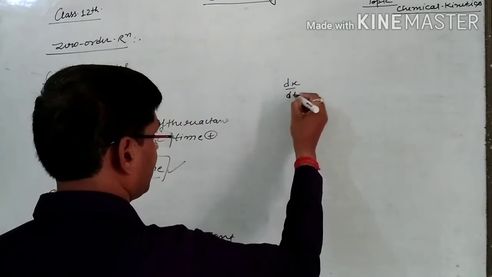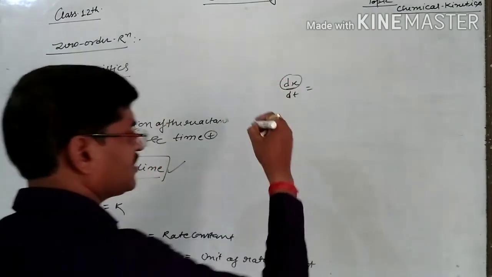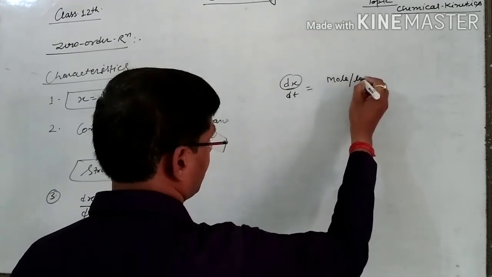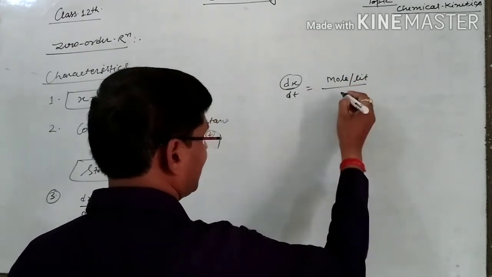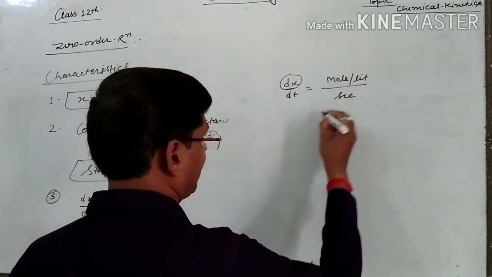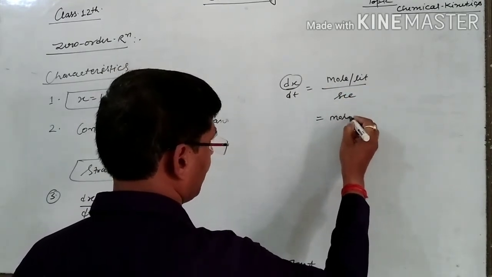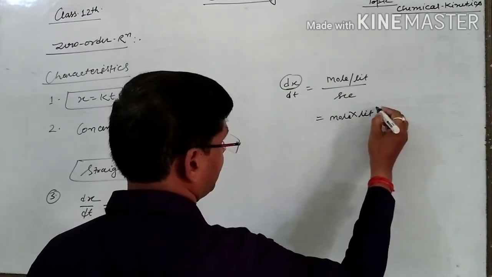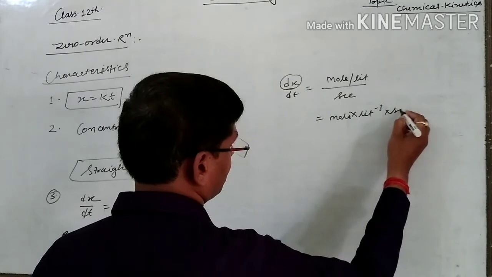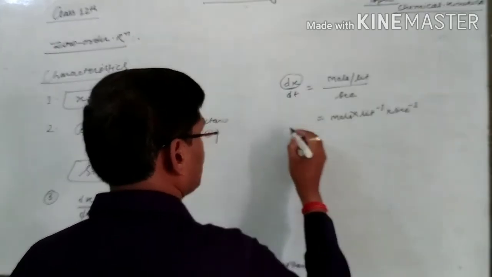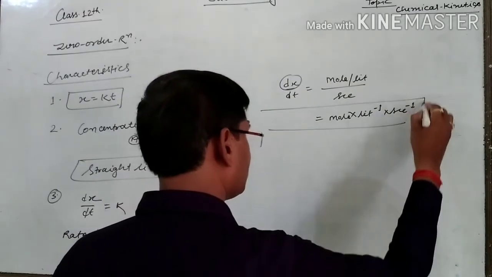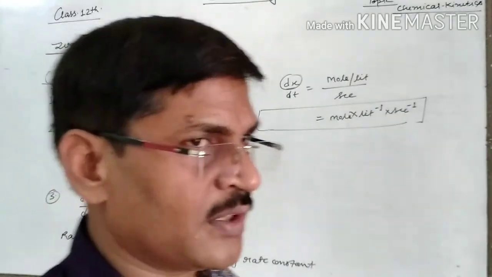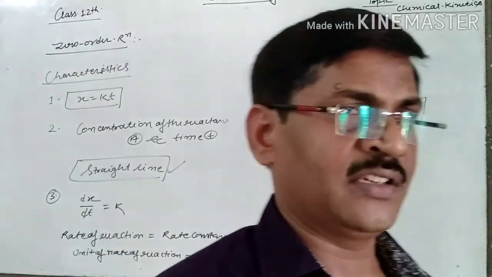dx by dt: dx is the change in concentration, so mole per liter, and dt is the change in time, it means seconds. So finally it will give mole into liter inverse into second inverse. So this is the unit of rate of reaction and also of the rate constant for the zero order reaction.